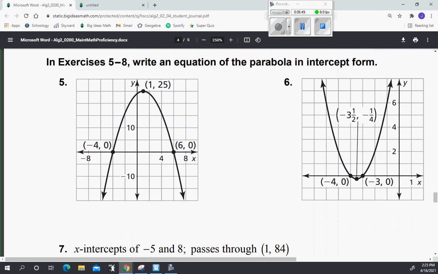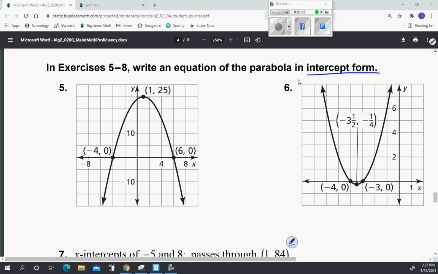This one says intercept form. Intercept form. That is y equals a times x minus h. Nope, not x minus h. My apologies. It's x minus p times x minus q. And we remember, we think opposites with x intercepts. So they give us one intercept at x is -4. So our equation is going to be y equals a times x. Because it's -4, we're going to write plus 4. And then they give us one at 6, so it's x minus 6.